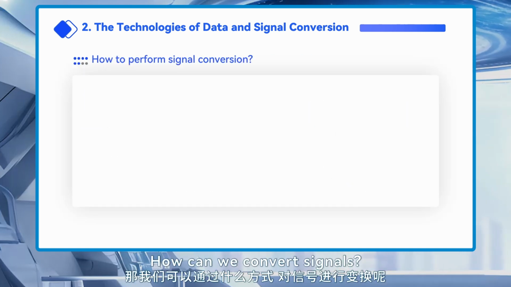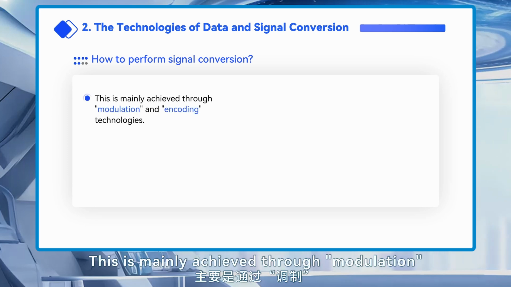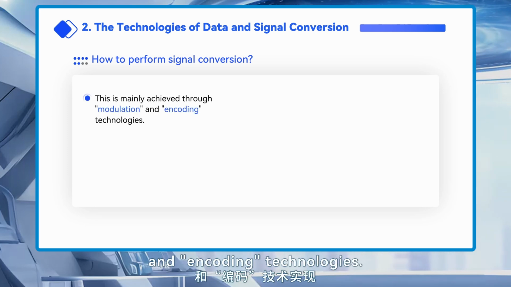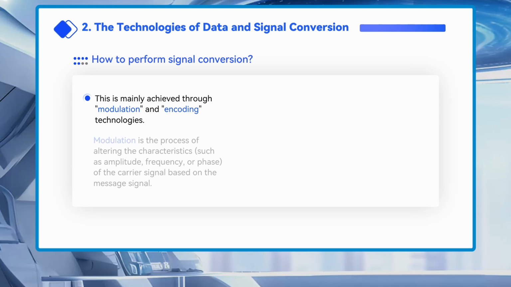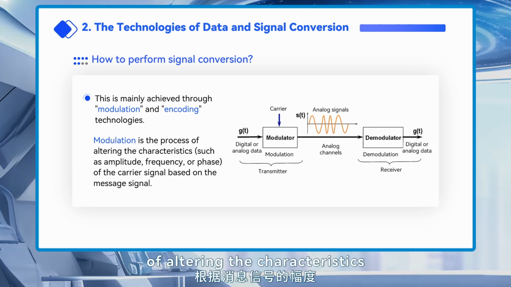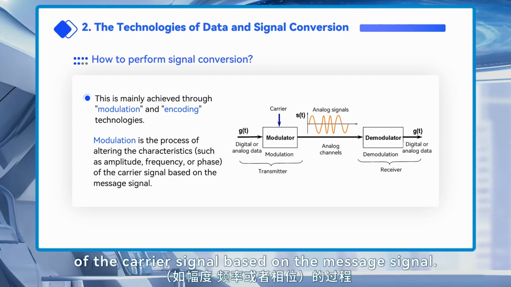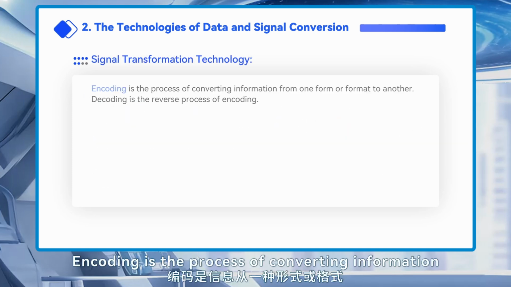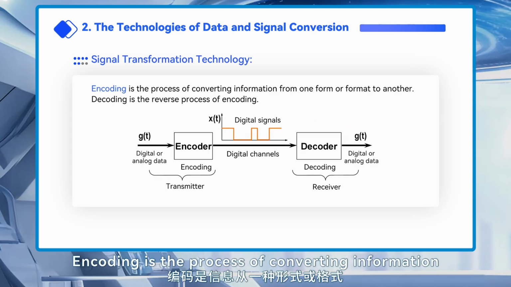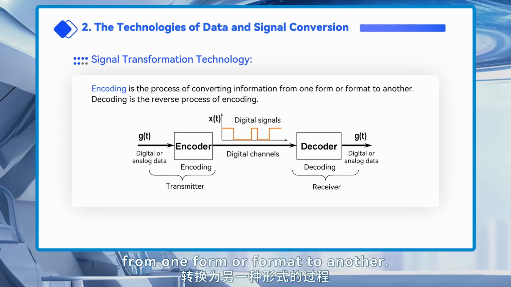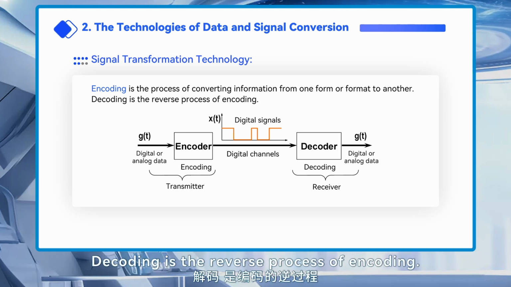How can we convert signals? This is mainly achieved through modulation and encoding technologies. Modulation is the process of altering the characteristics, such as amplitude, frequency, or phase, of the carrier signal based on the message signal. Encoding is the process of converting information from one form or format to another. Decoding is the reverse process of encoding.